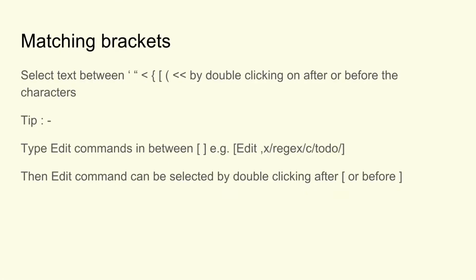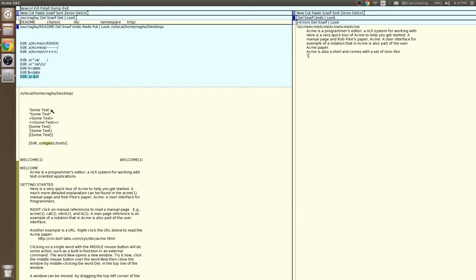It is easy to select text in Acme if it is between matching brackets. We can select the text between quotes by double clicking before the ending quote or after the beginning quote. We can use this technique to highlight edit commands if we type them between square brackets. This way we can highlight the edit command quickly and execute it.